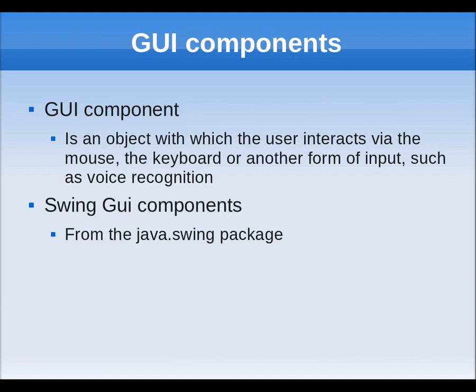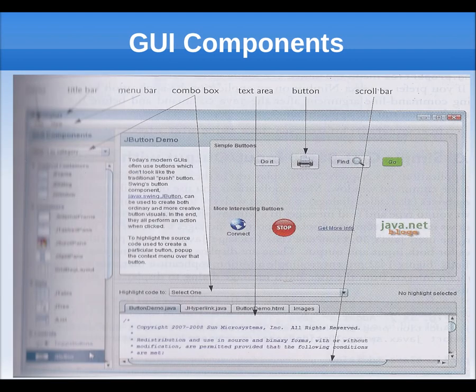A GUI component is an object which the user interacts with via the mouse, keyboard, or another form of input such as voice recognition or touch, and in today's scenario, I guess. In Swing, the GUI components are mostly in the package javax.swing, so you'll import that, and maybe just the stuff you want out of Swing, or you'll just import everything in Swing.